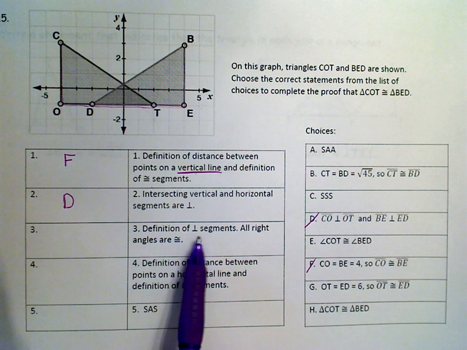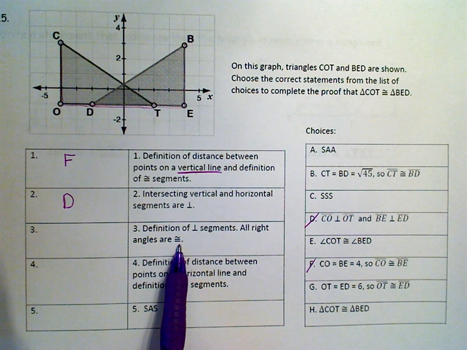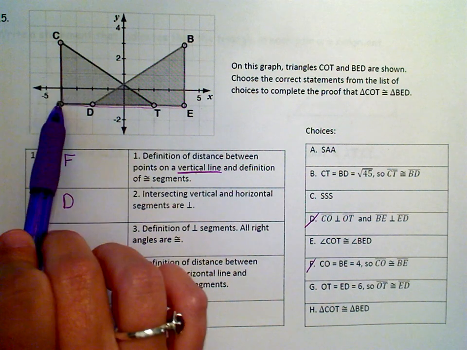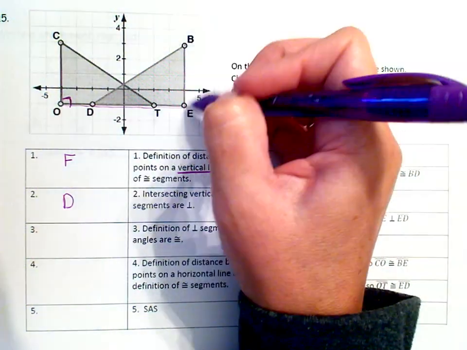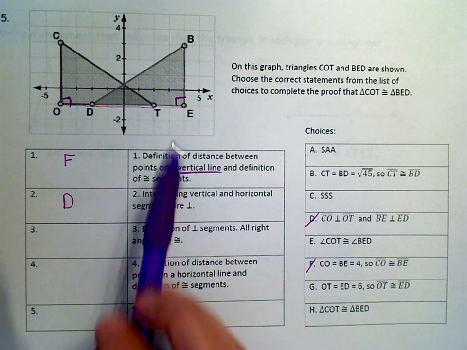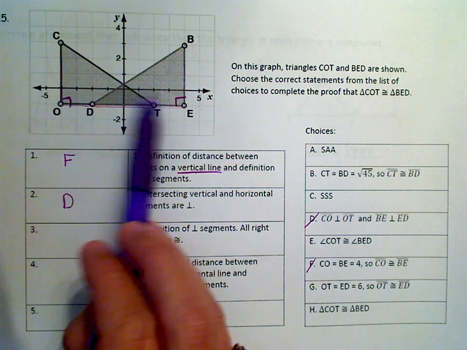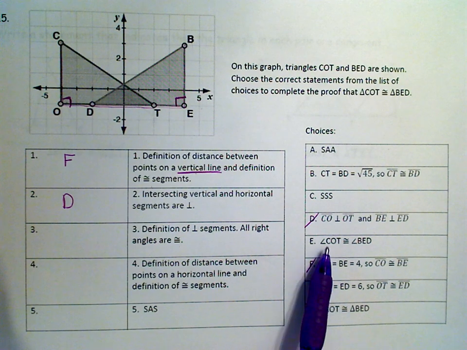And then it says definition of perpendicular segments. All right angles are congruent. Well, that's angle COT, this angle right here, and angle BED, that angle right there. And since they're perpendicular, those are right angles, and all right angles are congruent. So that's E.